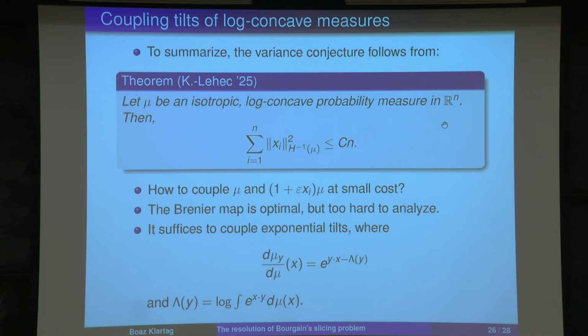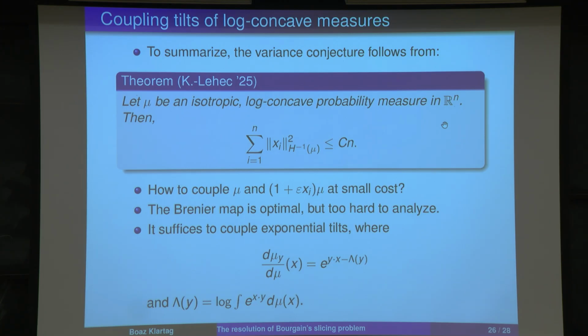The Bernier is the way to use it. What do we do? First of all, it's a bit annoying to look at 1 plus epsilon xi. I mean, for example, if u is not completely supported, this is not a positive function. It could have a negative weight. It's not a measure exactly.